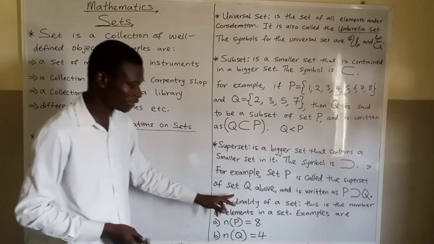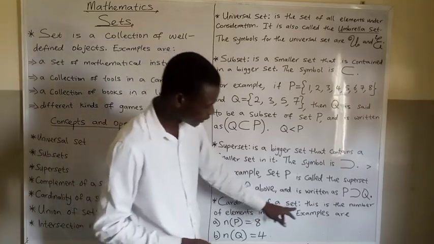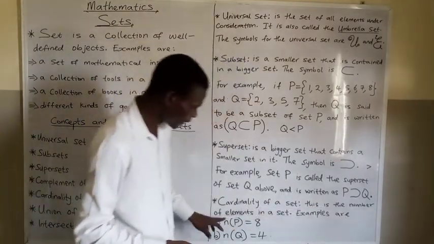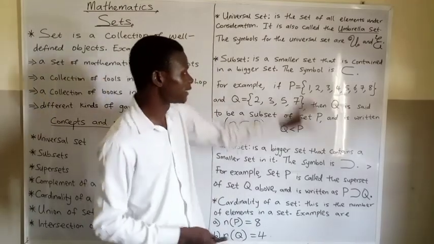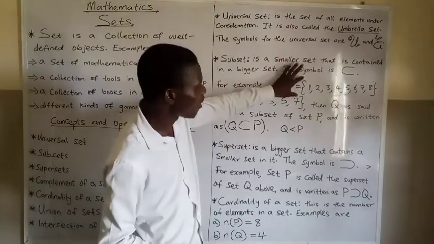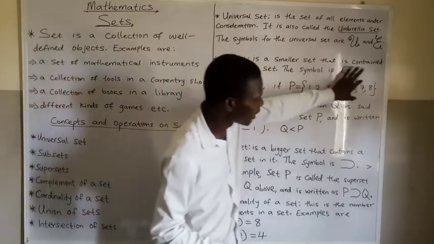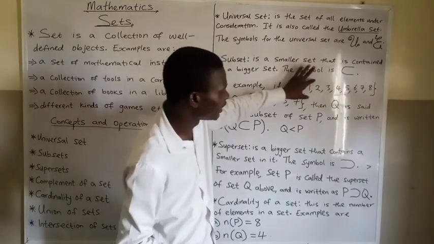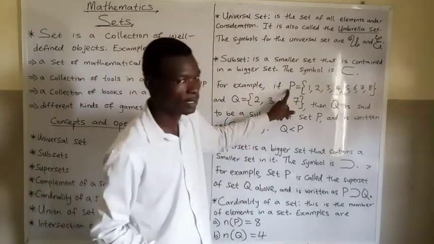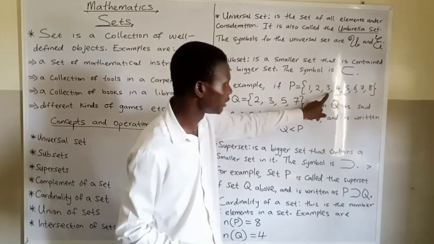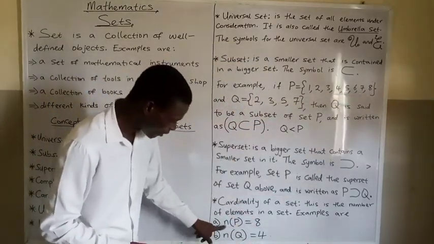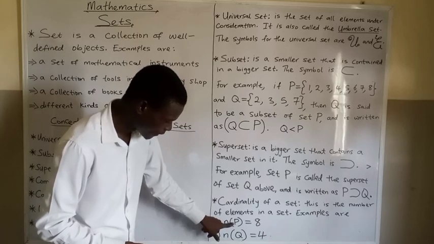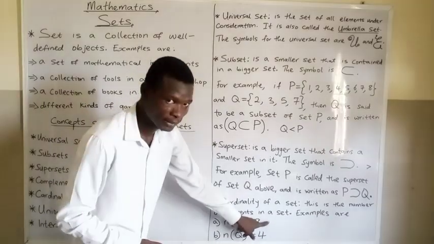So what is cardinality of a set? Cardinality of a set tells us about the number of elements in a set. Now, this is set P. How many elements, or how many different individuals, do we have in set P? Here they are: 1, 2, 3, 4, 5, 6, 7, 8. Therefore, the number of elements in set P is 8.